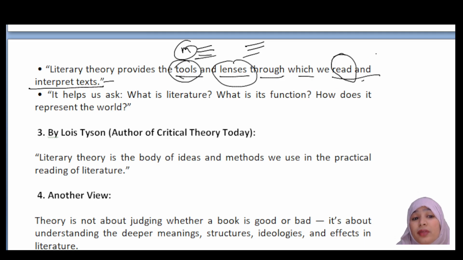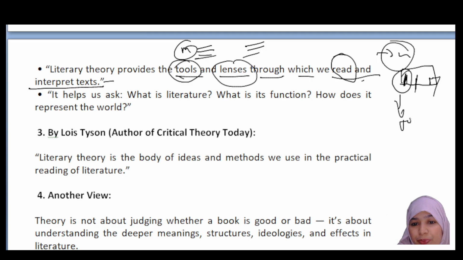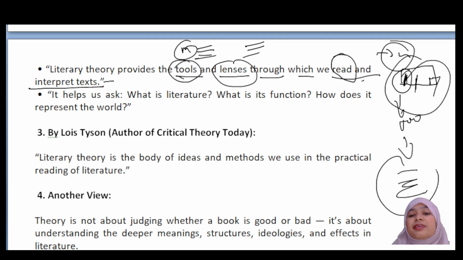What to study, and how to interpret the text. For example, if we see a toolbox, there we can see a hammer, a spade, kinds of sharp things. We just select one tool and start to work on that. This is theory, this is criticism. Theory and criticism. Getting my point?